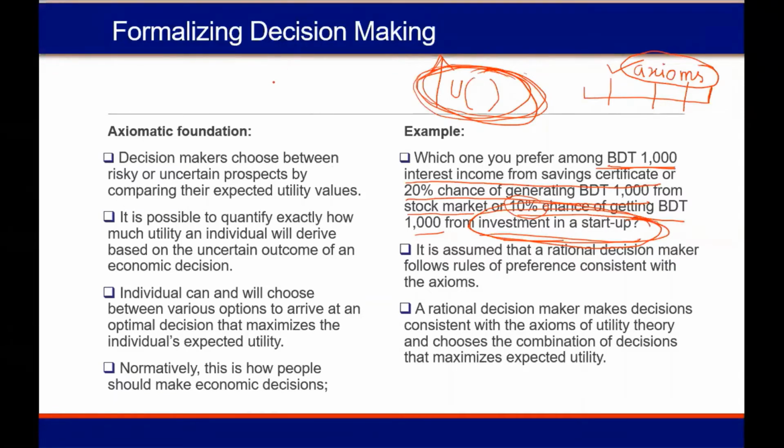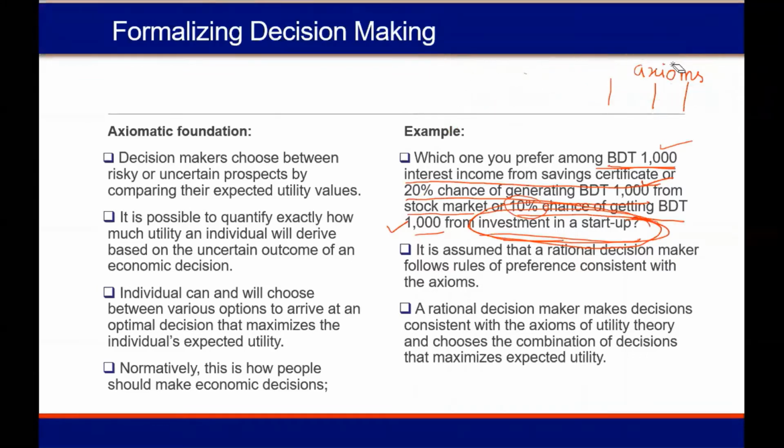So I already made the point. This example would be more interesting. Yeah, this example would be more interesting if I have a 10% chance of getting 10,000 taka from investment in a startup. So yeah, this would make the example more interesting. Okay, that can be, but for simplicity, we are trying to keep these numbers similar so that you will not have difficulty in comparison. So to keep the numbers the same, we have kept them at 1,000. So the point I try to make is that startup investors get more utility because they are risk lovers. They get more utility from investment in a startup. That's why they invest there.